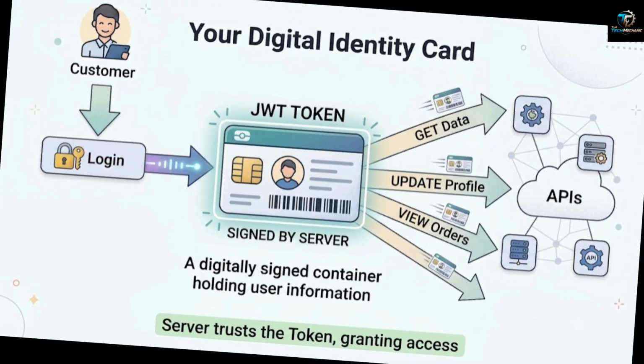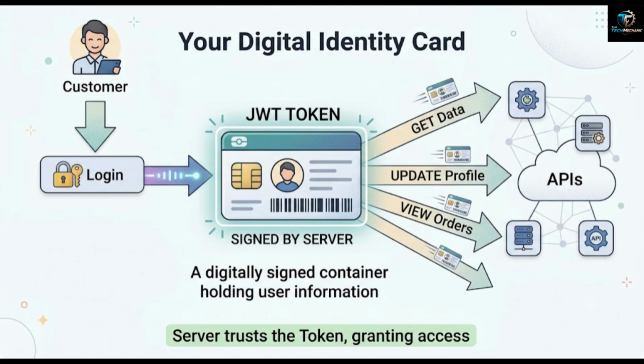A JWT, or JSON Web Token, is like a digital identity card. After you successfully log in, the server generates a signed token and sends it to your application. Instead of sending your username and password again, your application sends this token with every request. The server trusts the token because it has been digitally signed.